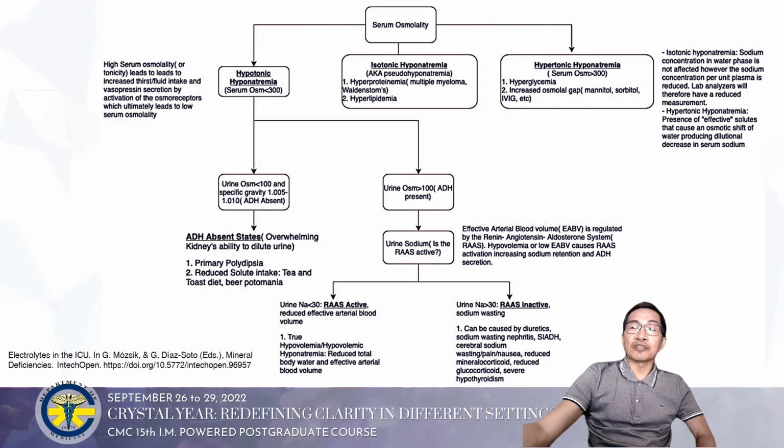Now, in patients where you have a urinary sodium more than 30, that's indicative of the RAA system being inactive, and then you have sodium wasting. And this can be caused by diuretic use, sodium wasting nephritis, the syndrome of inappropriate antidiuretic hormone secretion, problems with your mineralocorticoids and glucocorticoids, and states like severe hypothyroidism.